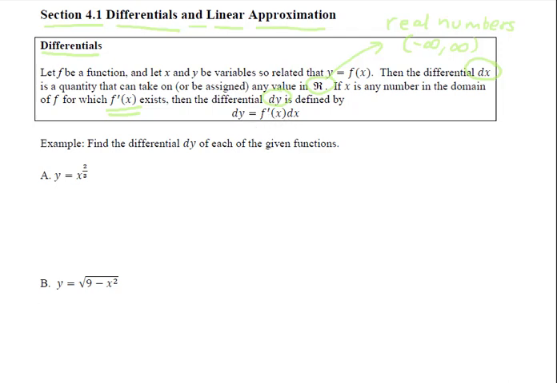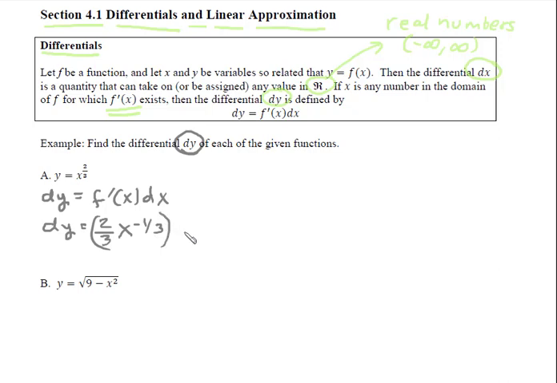So we're going to find the differential dy of each of the given functions. So here we know that dy is equal to f prime of x dx. So we need to find the derivative of this function right here. Alright, so dy is 2/3 x to the minus 1/3 dx. So that is the differential. So that was easy enough to find.